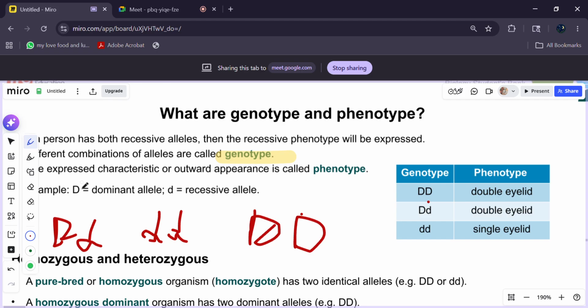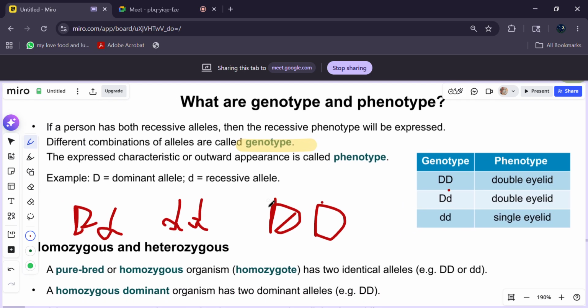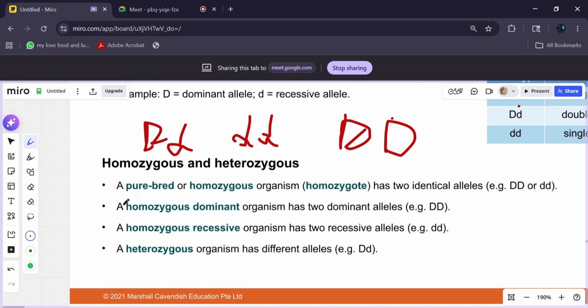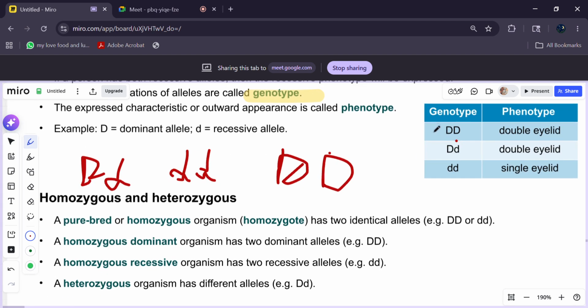Now we're going to homozygous and heterozygous. A pure breed or homozygous organism has two identical alleles, DD or dd. Homozygous means same. So these two here are homozygous. Why? Because they're both the same, uppercase D or lowercase d. A homozygous dominant organism has two dominant alleles, while a homozygous recessive organism has two recessive alleles.